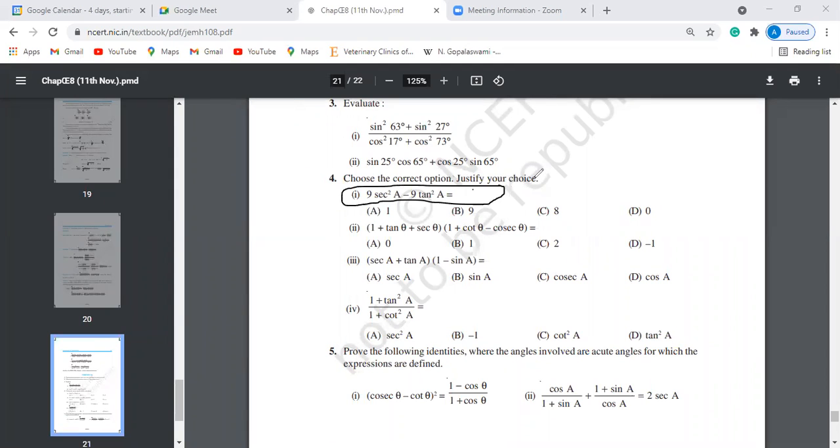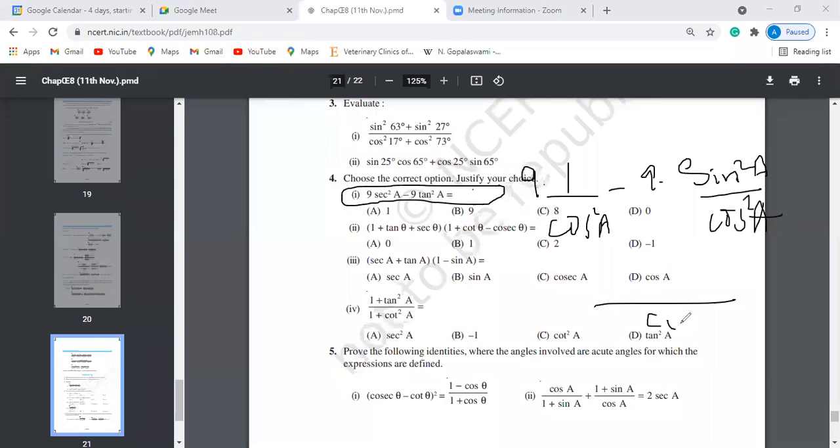See, 9 sec square A. Okay, 9 into sec square. How can you write sec square? It is nothing but 1 by cos square A, correct? Minus 9 into tan square A is nothing but what? Sin square A divided by cos square A, correct? So the common denominator is cos square A.